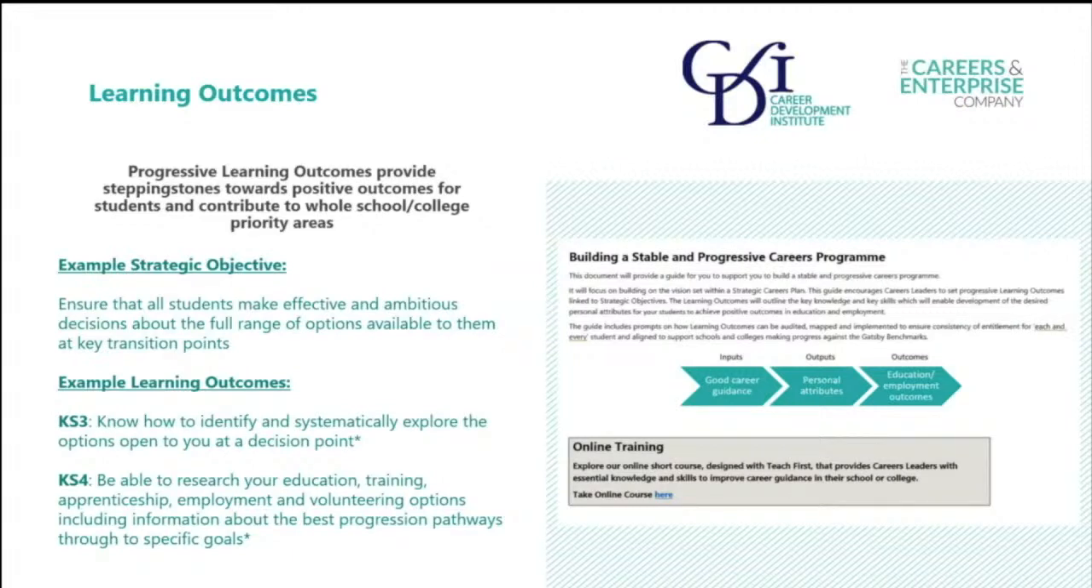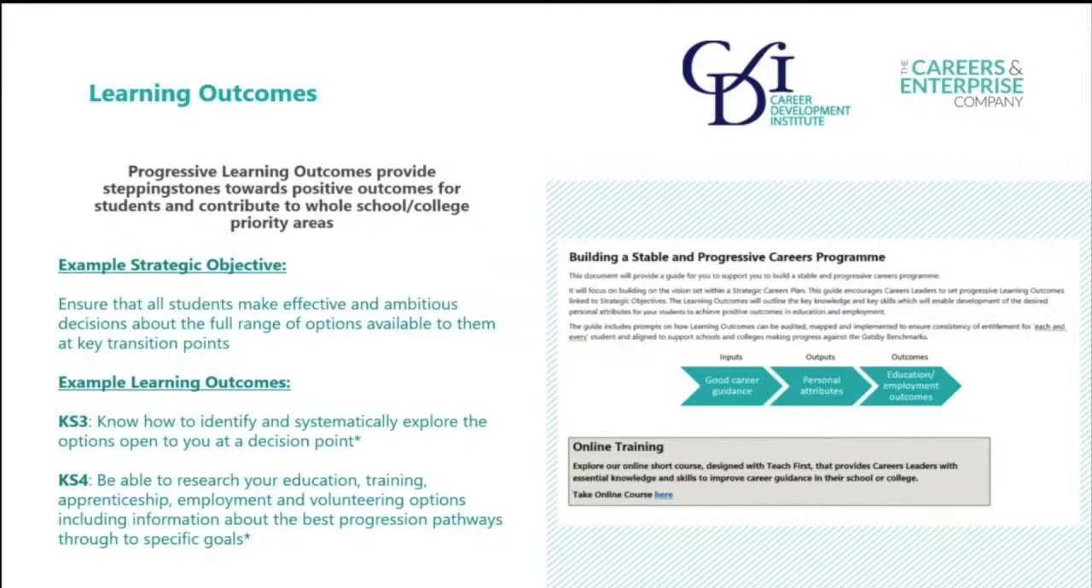So for example, in Key Stage 3, what you might support learners to do is know how to identify and systematically explore options open to them at decision points. At Key Stage 4, you would build on that and say that learners should be able to research education, training, apprenticeship, employment and volunteering options, including information about the best progression pathways through to specific goals.